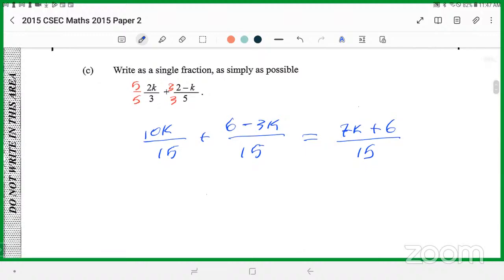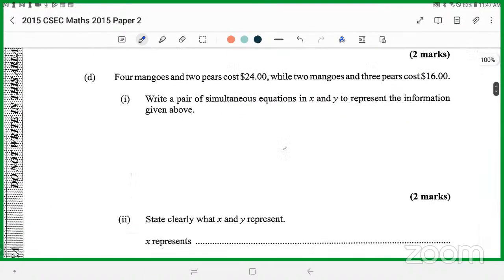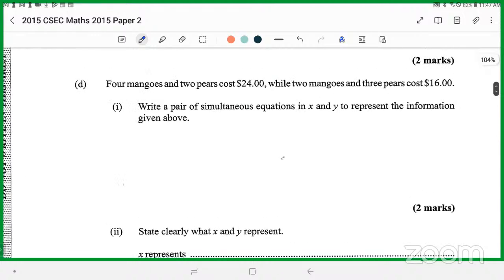All right. Next question. This question says 4 mangoes and 2 pears cost $24. So 4 is the number of mangoes, 2 is the number of pears, cost $24. While 2 mangoes and 3 pears cost $16. Write a pair of simultaneous equations in X and Y to represent this given information.